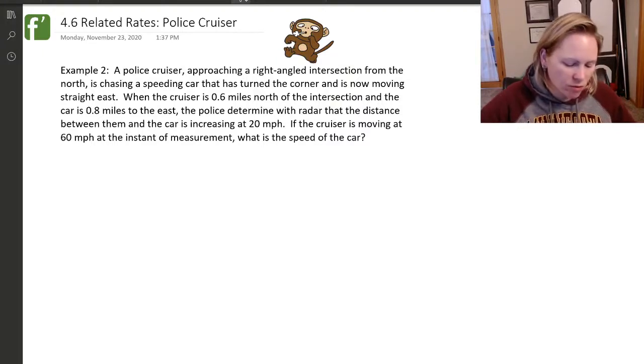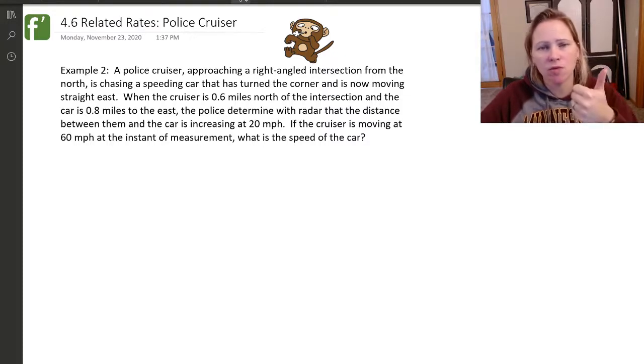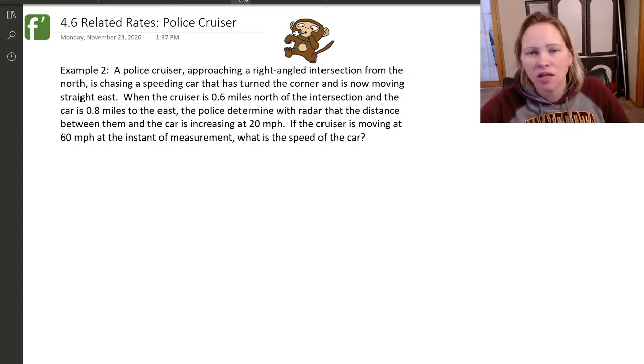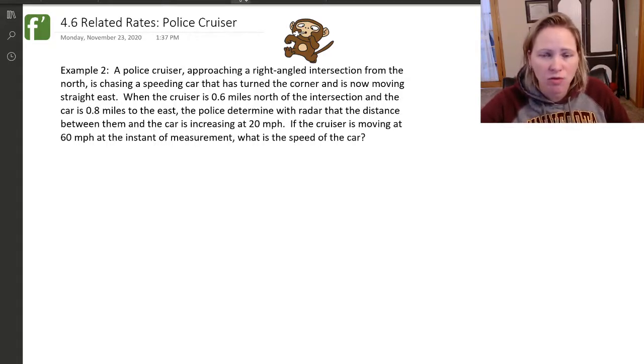So let's read through and remember that our steps for resolving a related rates problem are always the same. Number 1, draw a picture. Number 2, write down what you know. Number 3, write down what you want to know and when you want to know it. Number 4, write an equation relating all those variables. Number 5, differentiate that equation with respect to time. And then number 6, go back and plug in the information that you wrote down in steps 2 and 3.